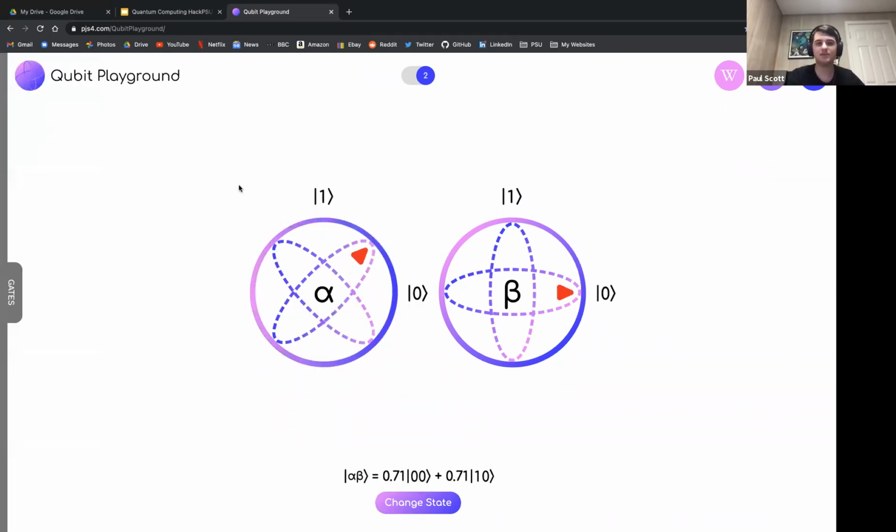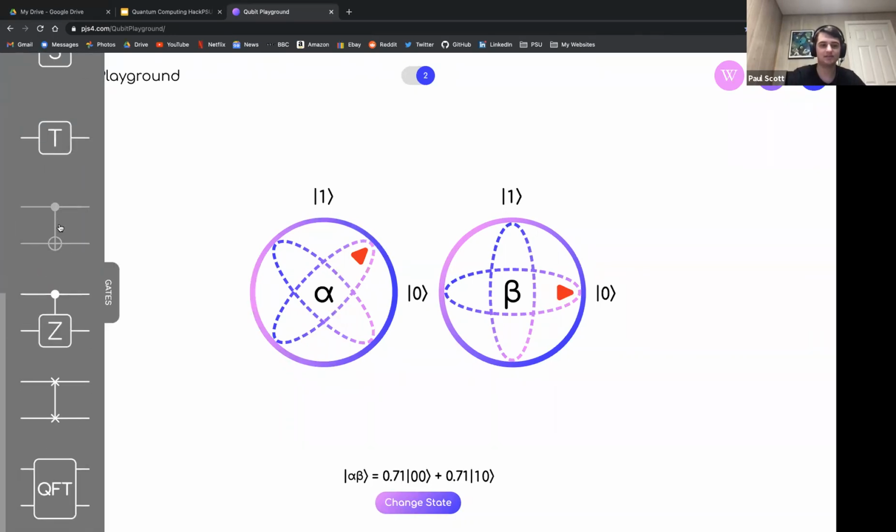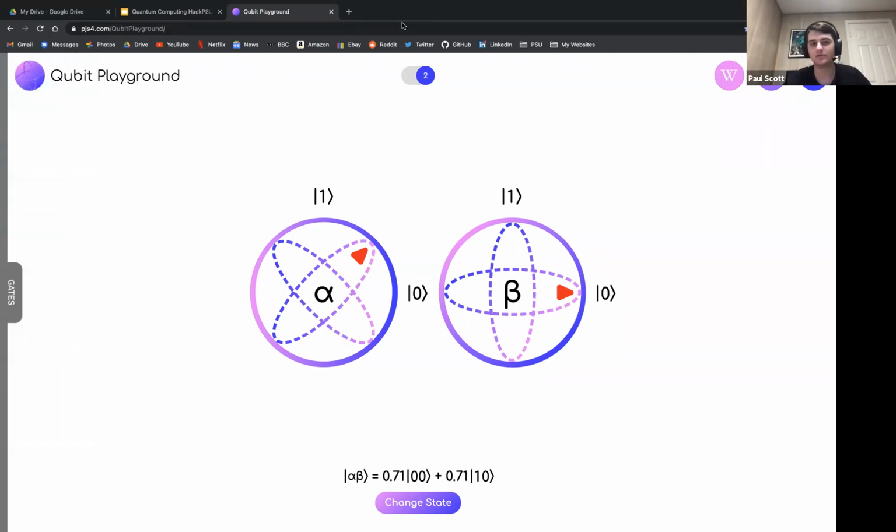So this is just something if you want to play around with quantum particles, which I made a little while ago, and you can see there are a lot more quantum gates, and there's a link to a Wikipedia article here that explains what these gates actually do.